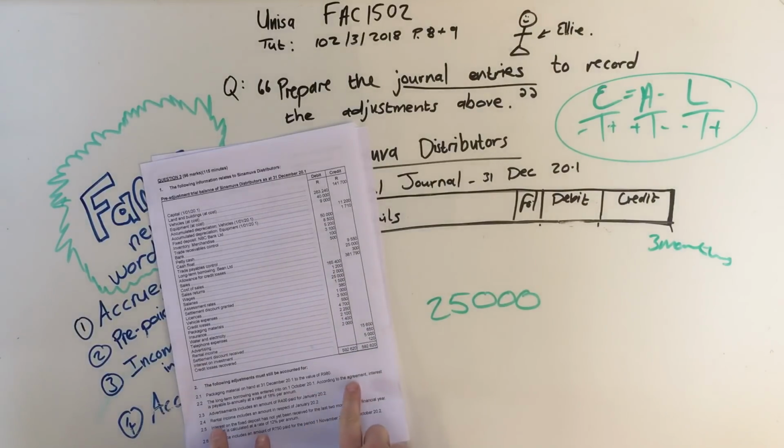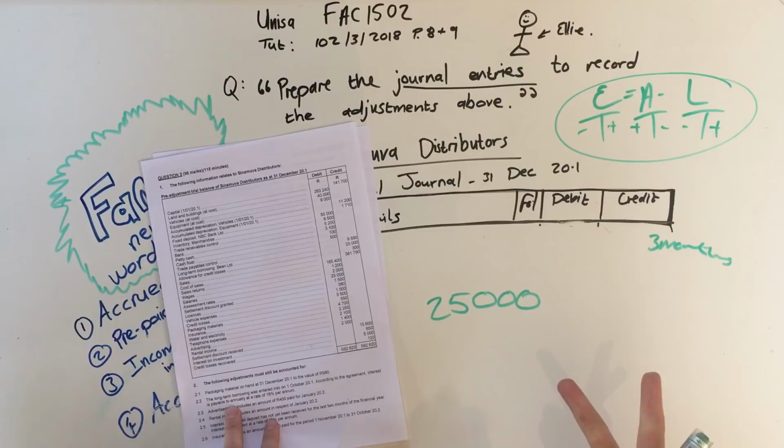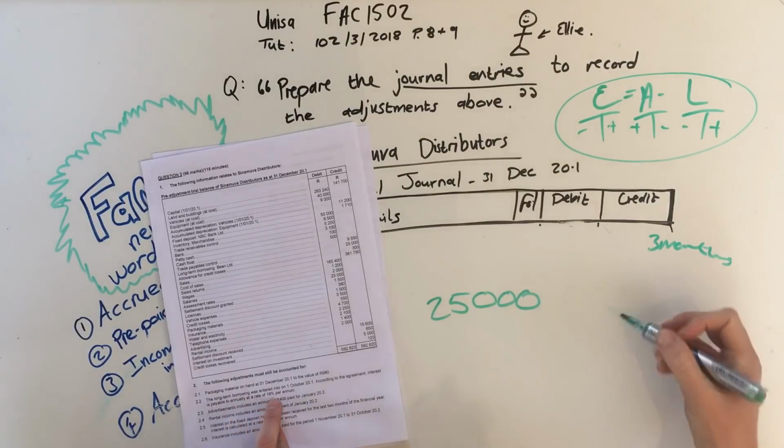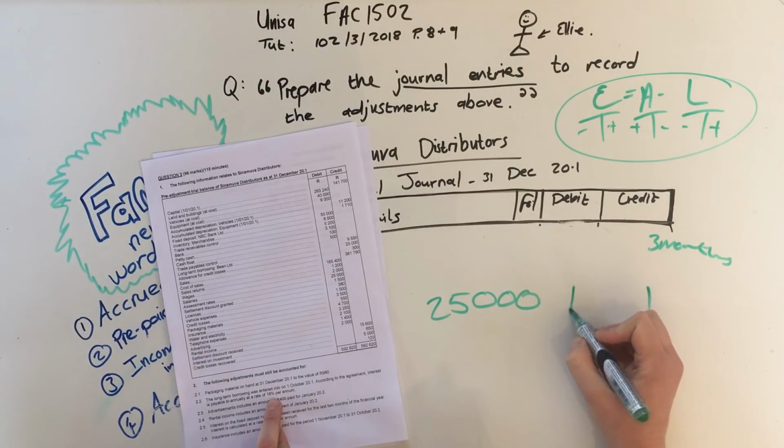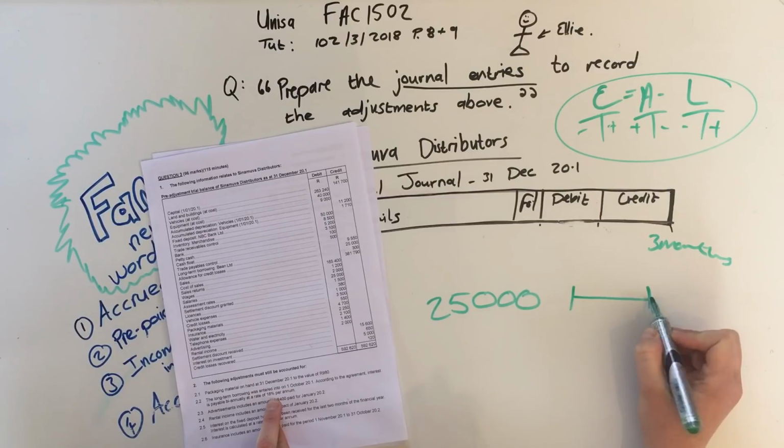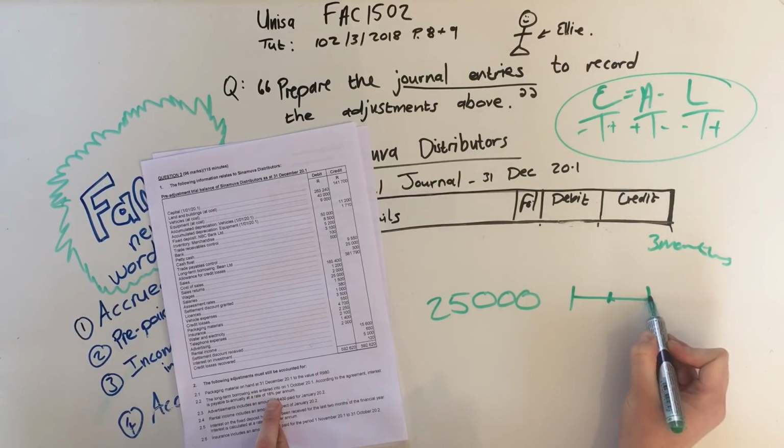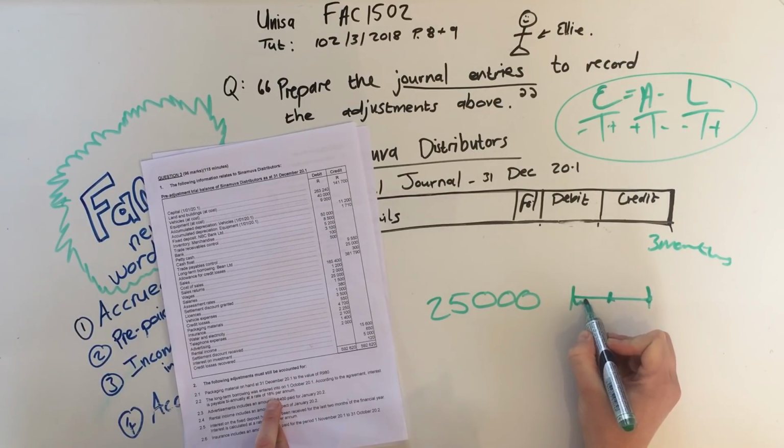Then they say, according to the agreement, interest is payable biannually. Biannually means twice a year, at a rate of 18%. So let's say here's your year. You're going to pay twice, over there and over there. But we've only gone past 3 months now, so we haven't paid anything.